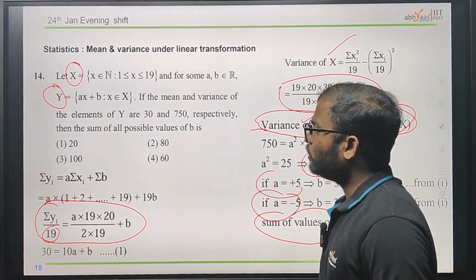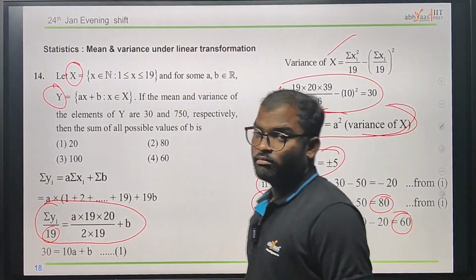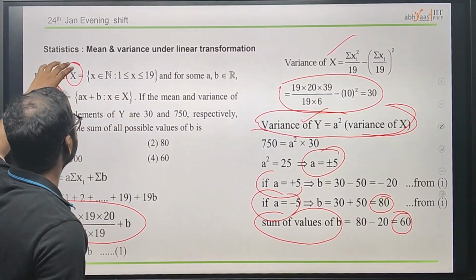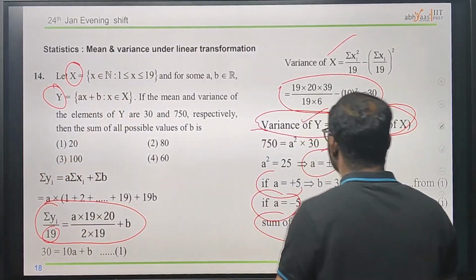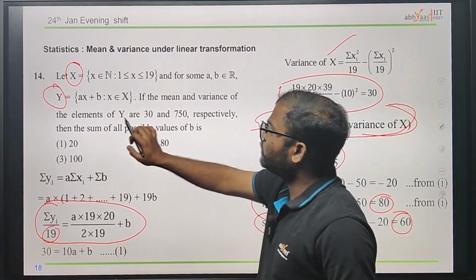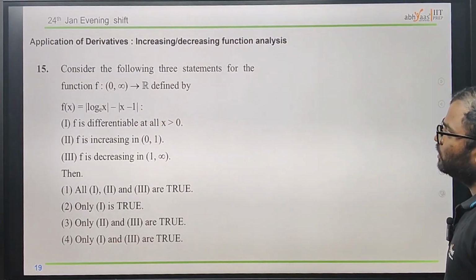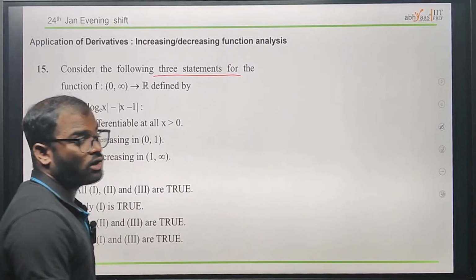First thing we need to check for the mean and also check for the variance. But in this question you have to think about what these two sets are talking about. That is the main thing you have to see. The rest is straightforward, but you need to check these two sets.